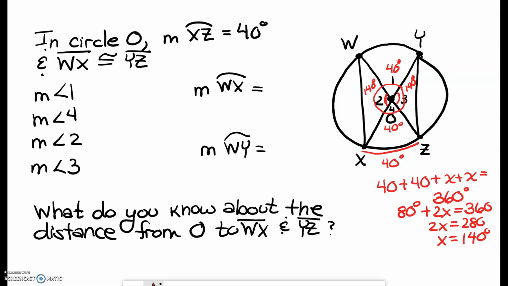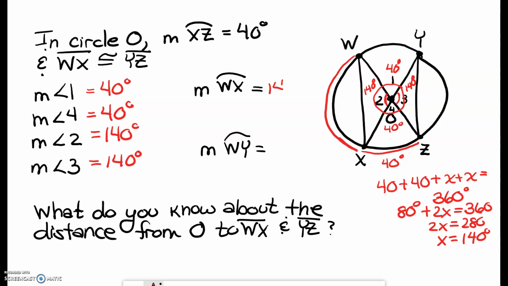All right, so let's answer the questions here. The measure of angle 1, that's easy now, 40 degrees. The measure of angle 4, 40 degrees. The measure of angles 2 and 3, they're the same. Both of them are 140 degrees. The arc WX has a measure of the same as its central angle, so 140 degrees. And then arc WY has the same measure as its central angle of 40 degrees.